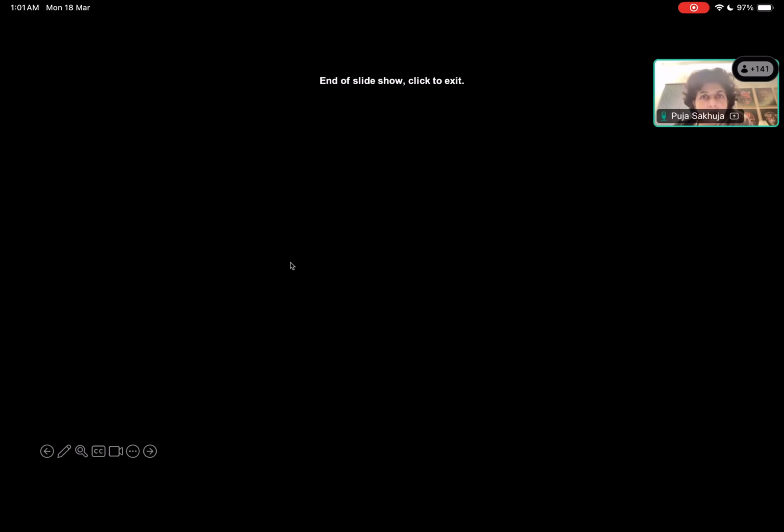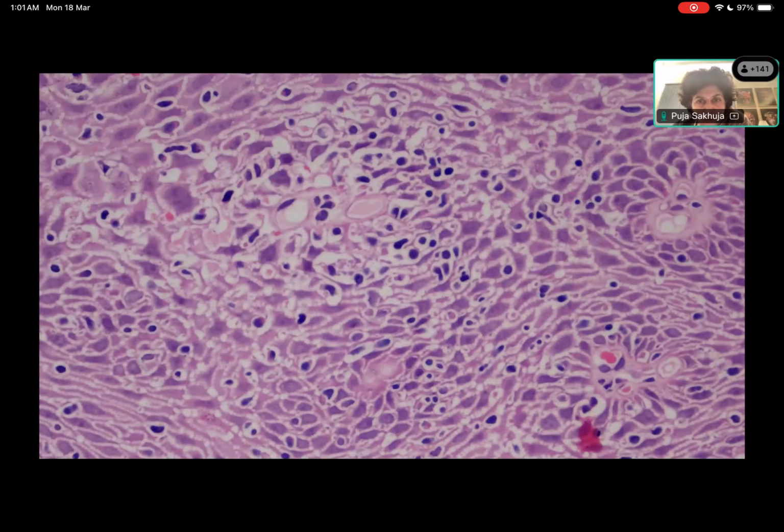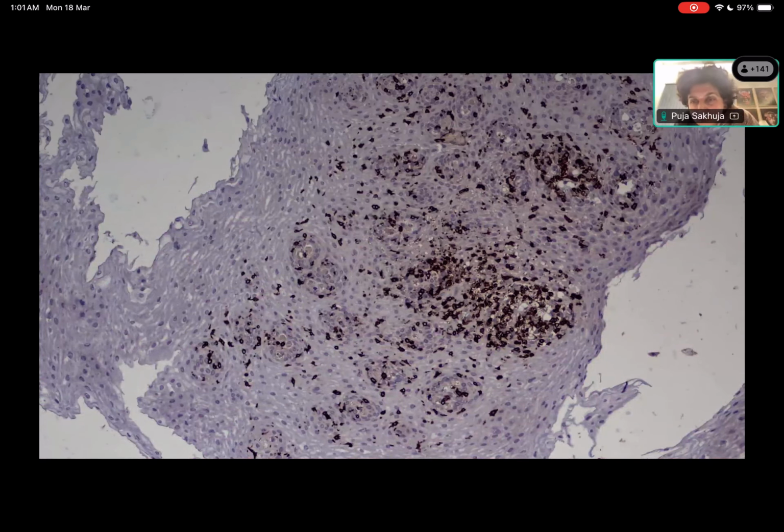And I think that's about it. I thought I had a slide of regular GERD also, but the only difference in gastroesophageal reflux disease is that you will get neutrophils in this. Otherwise, it has the same basal cell hyperplasia, superficial subepithelial papillae, and some neutrophils may be there. Okay, so I think that brings us to the end of this slide seminar. If you have any questions, please do ask me.